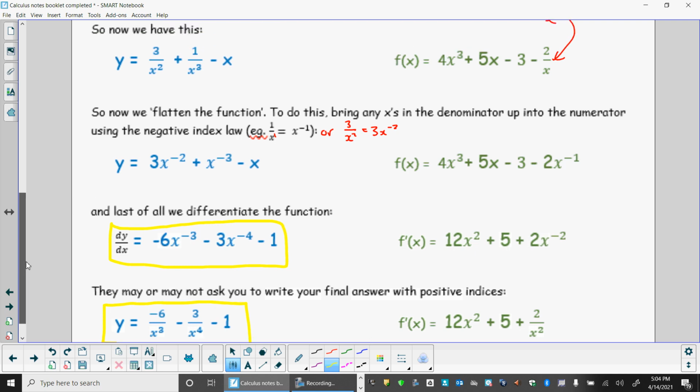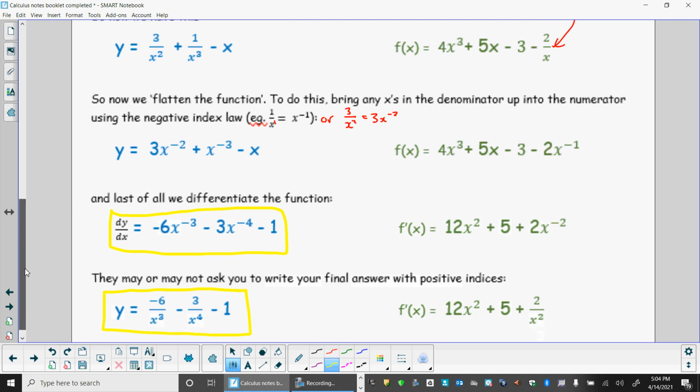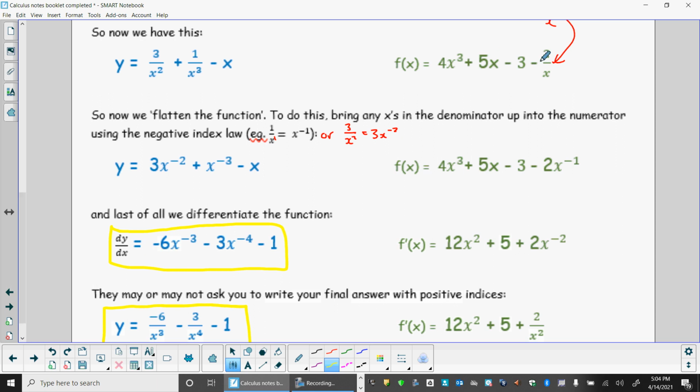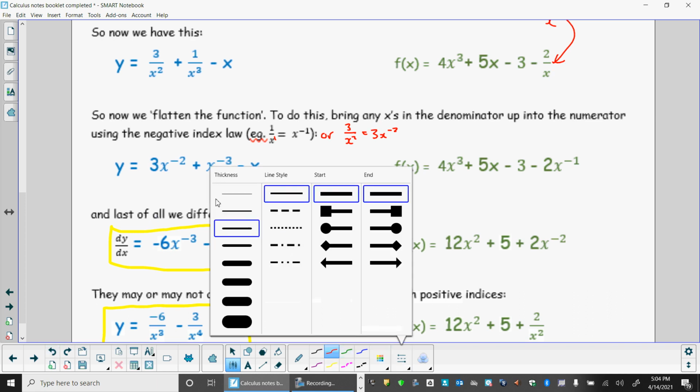So now I'm going to go through and finish off this green one. We were up to here. We had 4x cubed plus 5x minus 3 minus 2 over x. Remember, like before, we had to get x's out of the denominator before we differentiate, before we find f dash x. That's like an x to the 1 there.